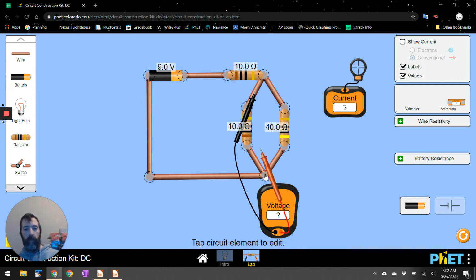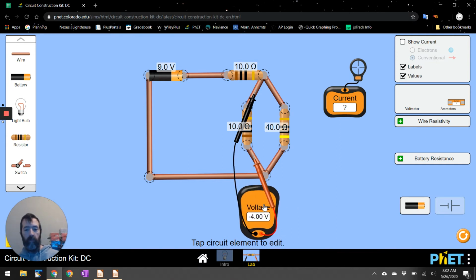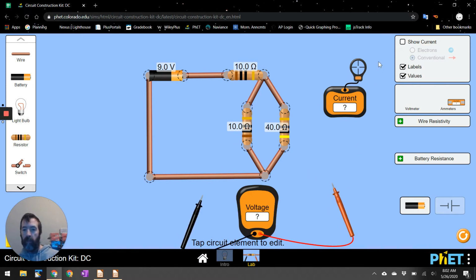If I put the probes in the parallel section, I should get something with magnitude 4. So that verifies all of the voltage calculations. Current here, half an amp. Current through the resistor, half an amp. If I take this left branch, 0.4 amps, and I get that same reading the whole way along the branch. On the right branch, 0.1 amps. And then after the intersection, it'll go back to 0.5.